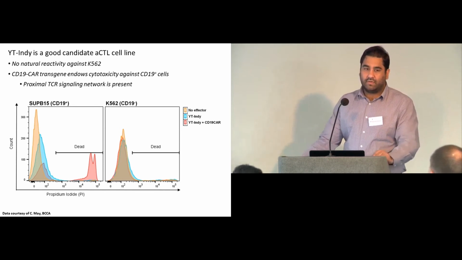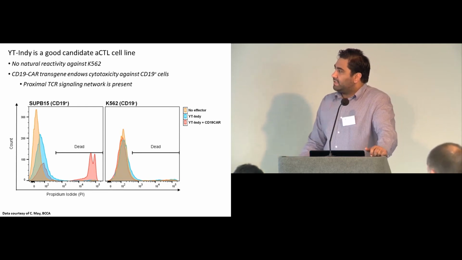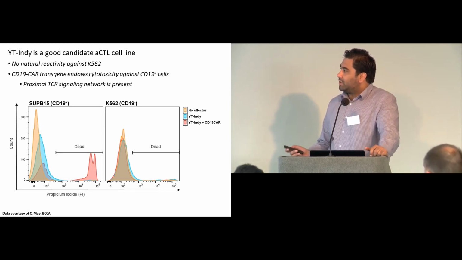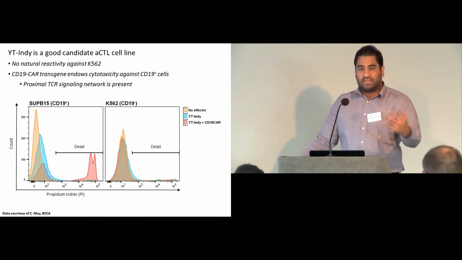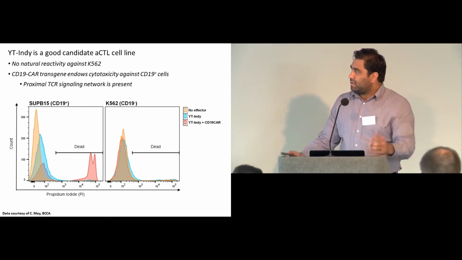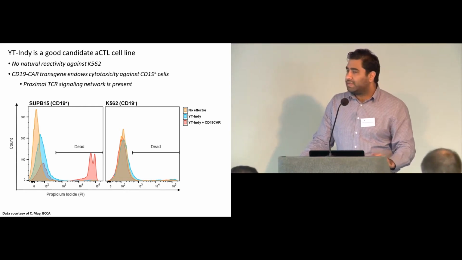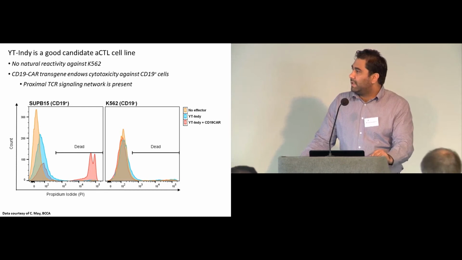But then we also see when you put a CD19 CAR, a chimeric antigen receptor, into the YT-Indy cell line, and then co-culture that YT-Indy CAR cell line against a CD19 expressing cell line, that we do get cytotoxicity in an antigen-specific way. So this tells us that the minimal signaling domains that are present on a CD19 CAR are sufficient to actually hook into the signaling pathways of the YT-Indy cell line and result in antigen-specific degranulation.